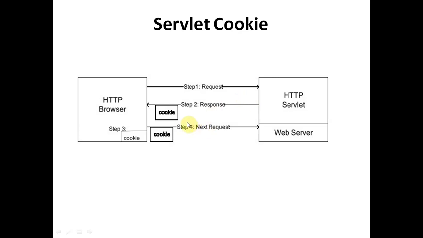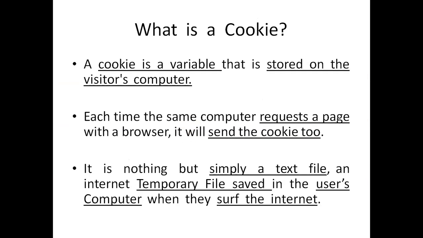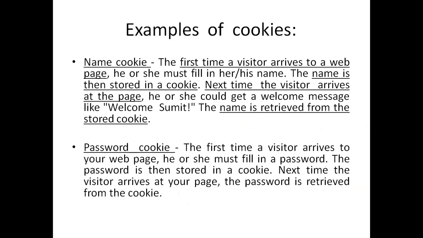So basically, a cookie is a very small file. You can again see a cookie is a very small file, nothing but simply a text file. It is also an internal temporary saved file, and it tracks the user and is saved on the user's computer while he is surfing the internet. Each time the same computer requests a page with a browser, it will send the cookie too. So whenever we send a request, we send the cookie too, and these small text files store these variables.